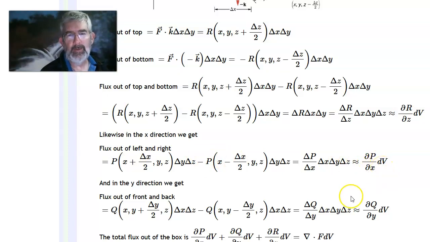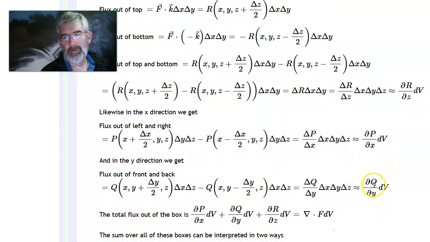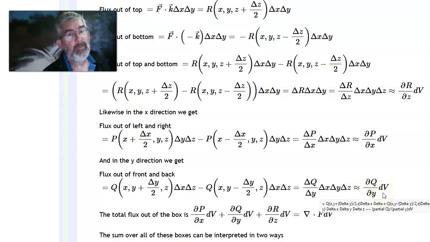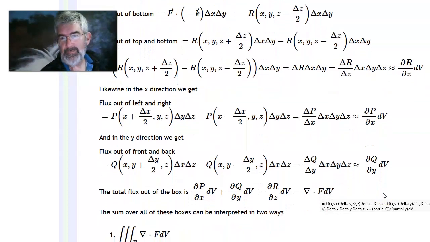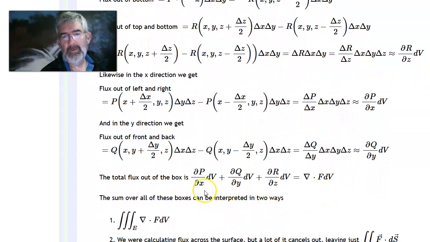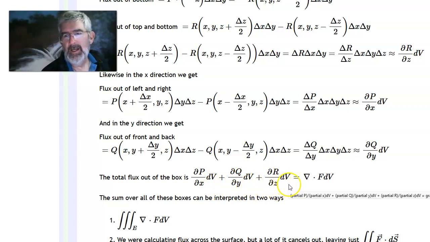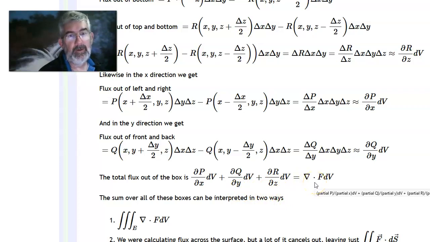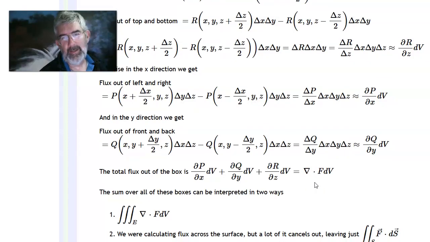times dv. Likewise, in the y direction, you're going to get the partial of q with respect to y times dv. Adding them all up to get the flux over the whole cube, you get the partial of p with respect to x times dv, plus the partial of q with respect to y times dv, plus the partial of r with respect to z times dv. If you factor out all the dv's, what you're left with is the divergence of f times dv.